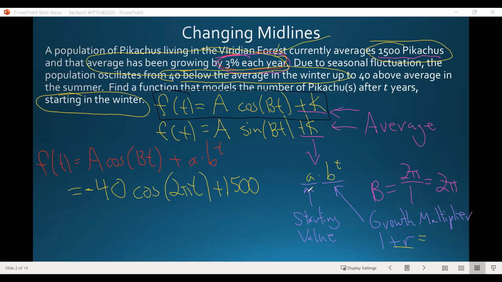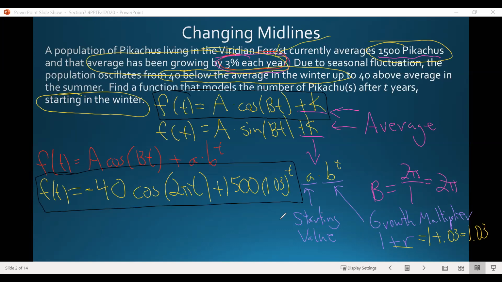So we can plug that into this 1 plus R. We have to convert it to a decimal. So the 3% is 0.03. So 1 plus 0.03 would be 1.03. So we have 1,500 times 1.03 to the t. And there we go. That would be our equation then.